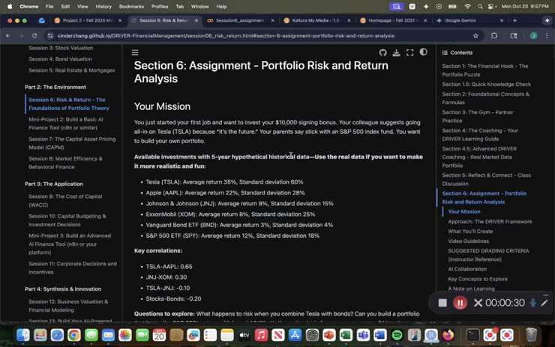So, available investments with 5-year hypothetical historical data. We have Tesla, Apple, Johnson & Johnson, ExxonMobil, Vanguard Bond, and the S&P 500 fund. You can see the average returns here, the first percentage points, 35, 22, 9, 8, 3, and 12 respectively. Then the standard deviation being 60, 28, 15, 25, 4, and 18 respectively.